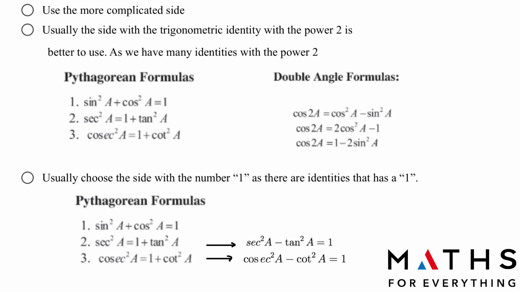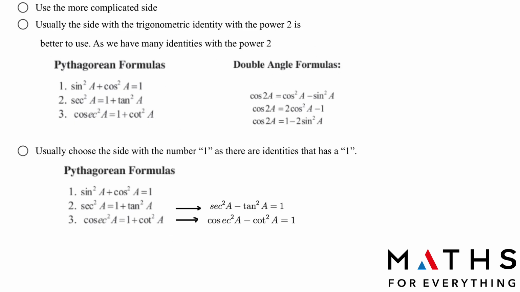The most commonly used algebraic identity is the difference of squares. That is, a square minus b square is equal to (a minus b)(a plus b), both in brackets.